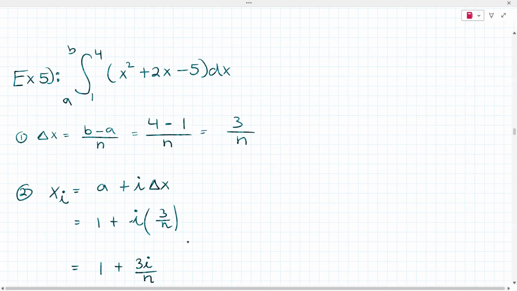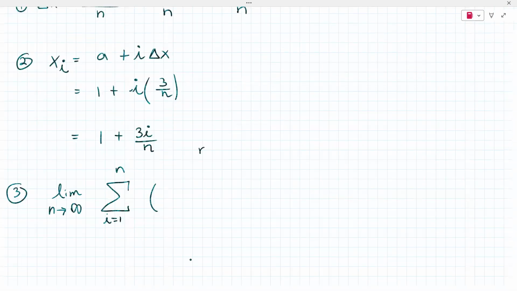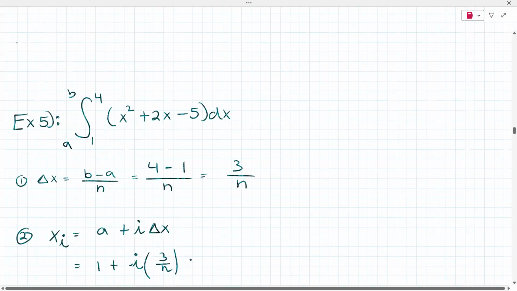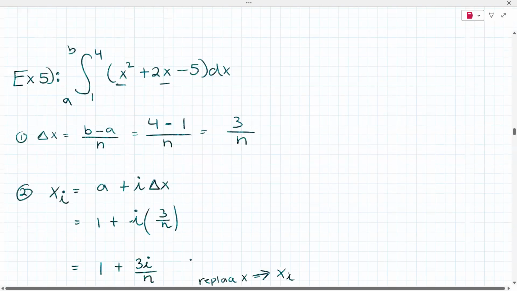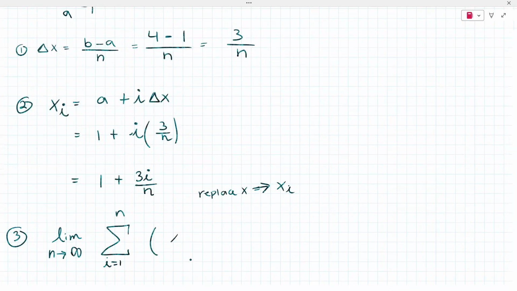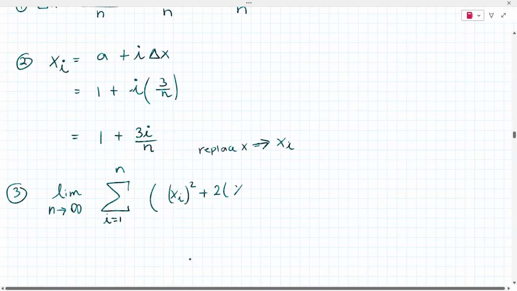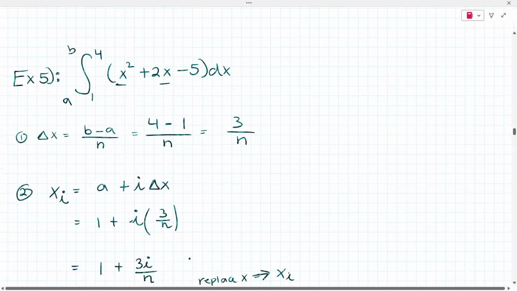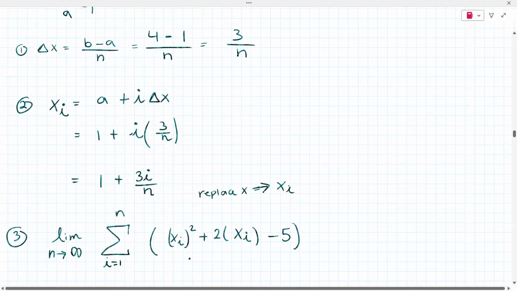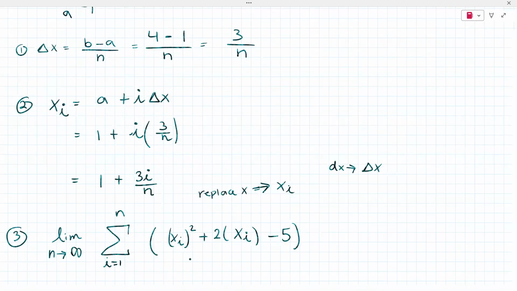So you're going to replace x with xi. So this is an x, this is an x. So wherever you see an x, replace it with xi. So this would be xi squared plus 2 times xi minus 5. And then we have to replace dx with delta x, right? Replace dx with delta x.